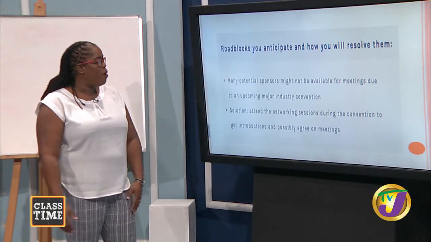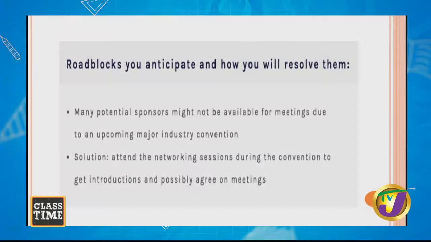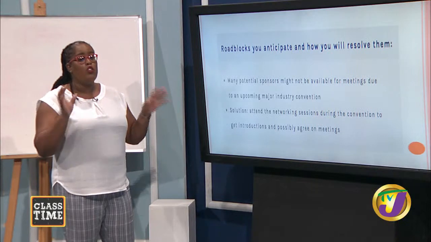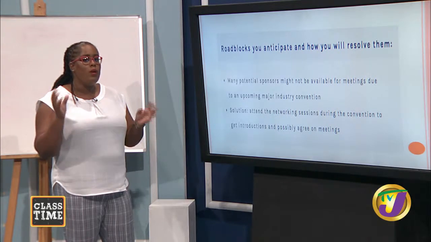And here is an example of the roadblocks, how you would include it in your progress report. Many potential sponsors might not be available for meetings due to an upcoming major industry convention. Solution. Important. Attend the networking sessions during the convention to get introductions and possibly agree on meetings. So this person identified the roadblocks, but they also included the solution. So identify the roadblocks, but include a solution.